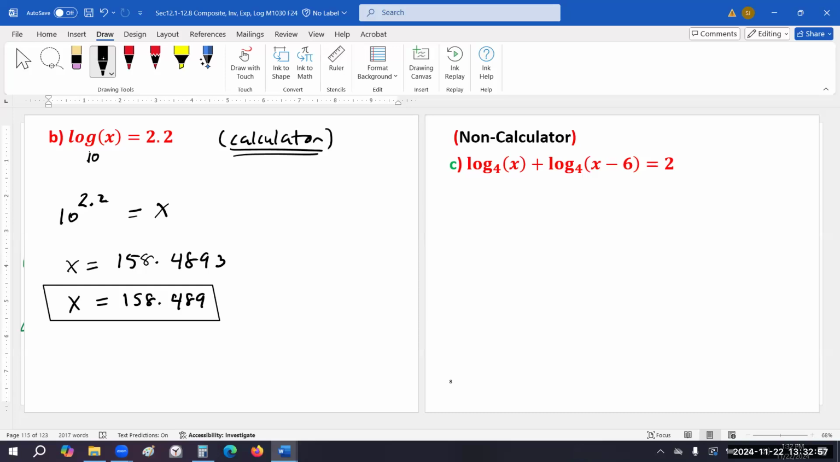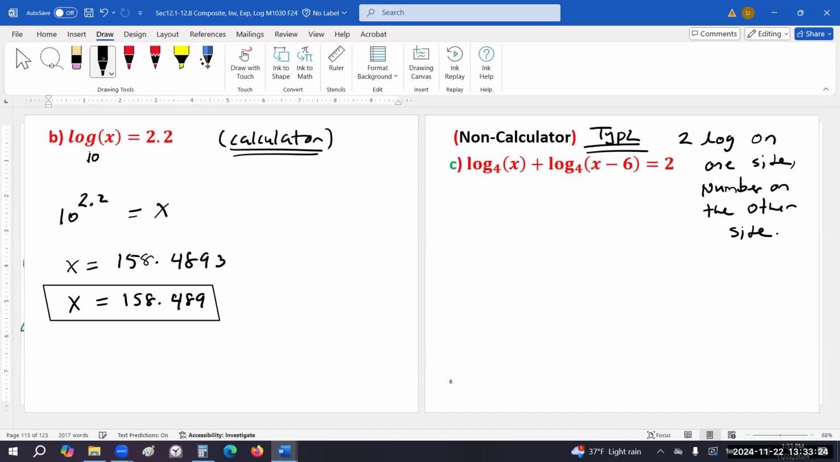Right. The next is type 2. In this type, we have 2 logs on one side, and the number on the other side. First let everyone try. Actually, let's do it together. So go ahead, Nazima.